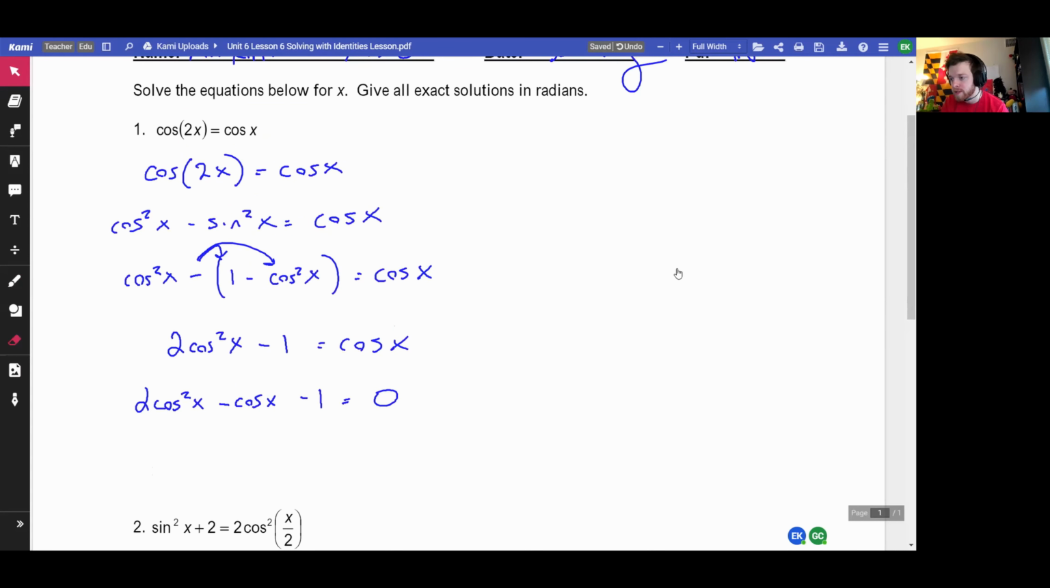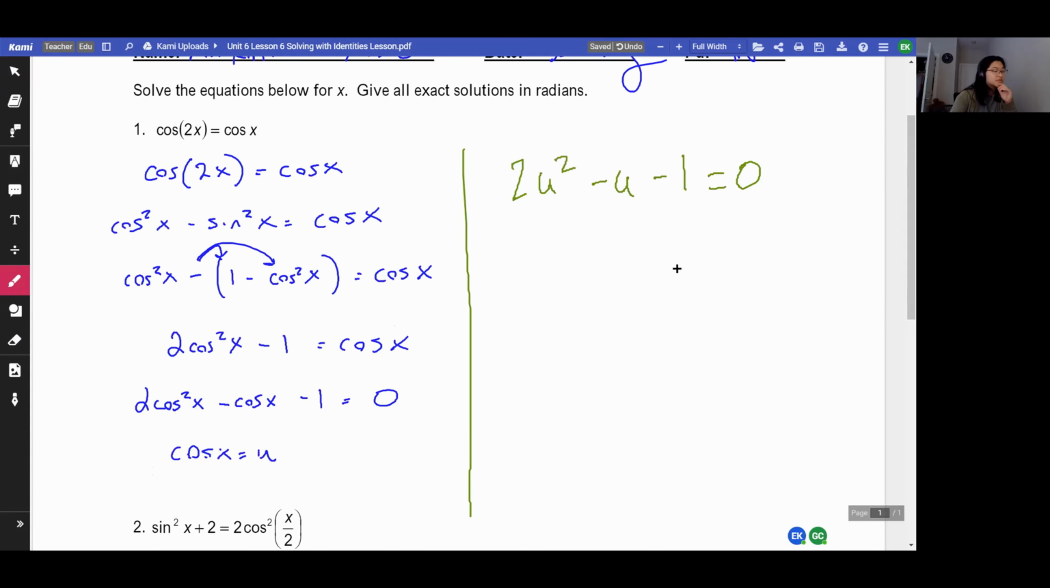So you want to U-sub. We're going to say cosine x is equal to u. Then we have 2u squared minus u minus 1 equals 0. Okay, factoring time. This is a quadratic.